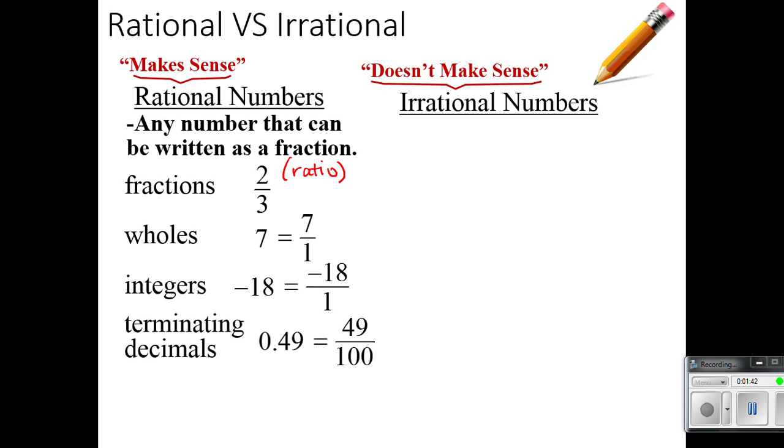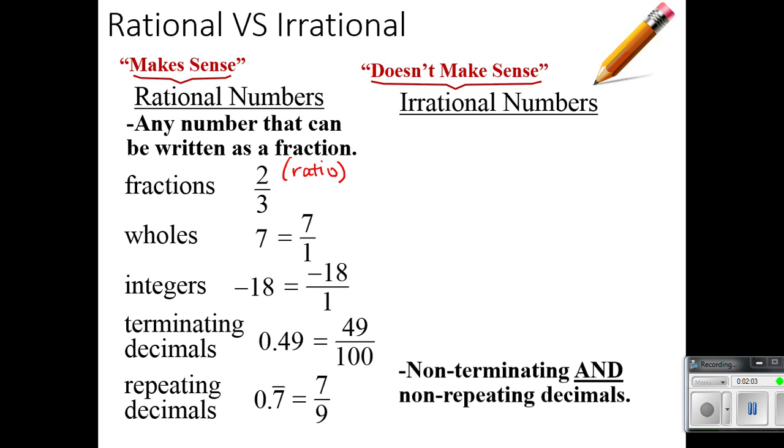Terminating decimals are decimals that end. They stop. So 0.49 is the same thing as 49 over 100. Repeating decimals are decimals that repeat, so 0.77777 repeating would be the same as the ratio 7 over 9.